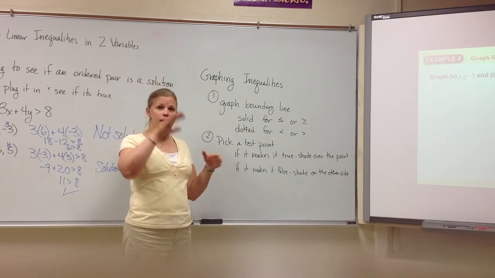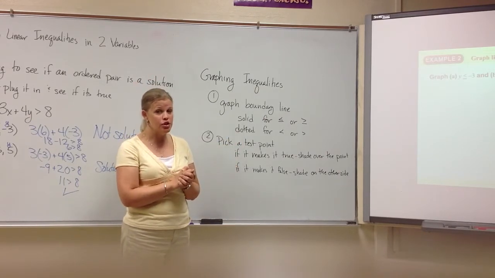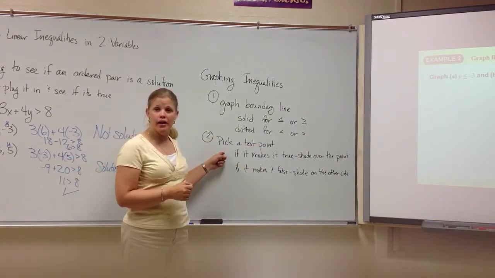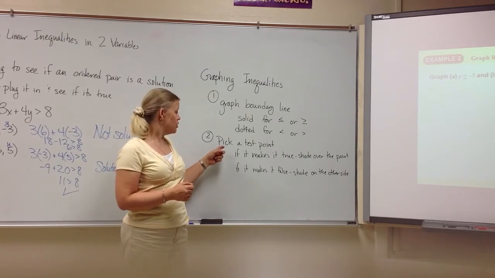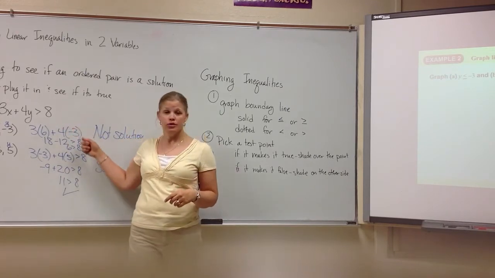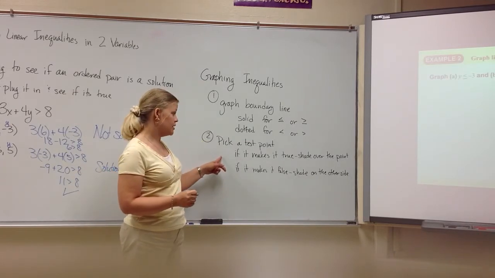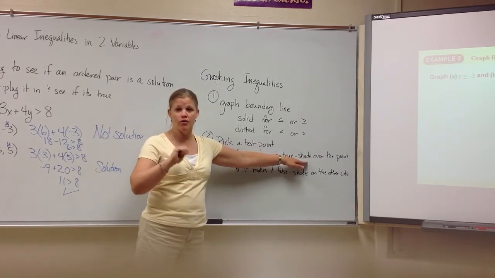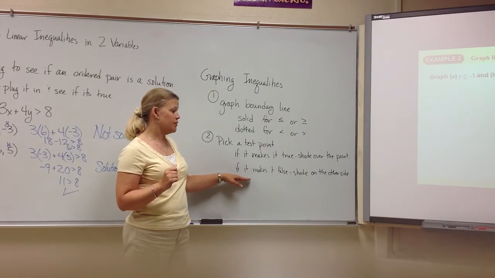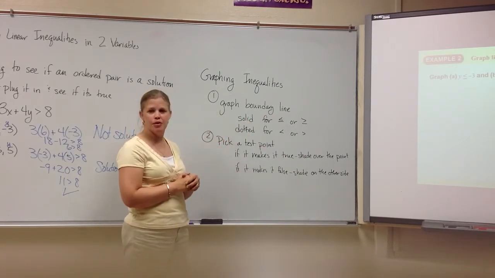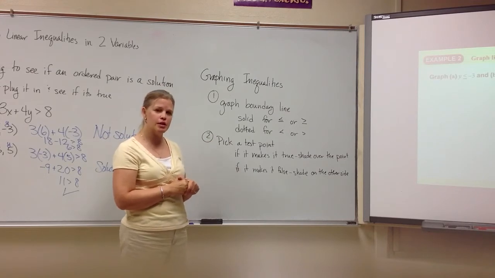Once you get that, you will need to do some shading, but instead of going to the left or to the right, we're going to have to pick a test point. So you'll pick a test point, you'll see if it makes the statement true. If it makes it true, you get to shade or color over that point. If it makes it false, you're going to shade on the other side. Now, this might not be real clear, so that's why we need to do some examples.